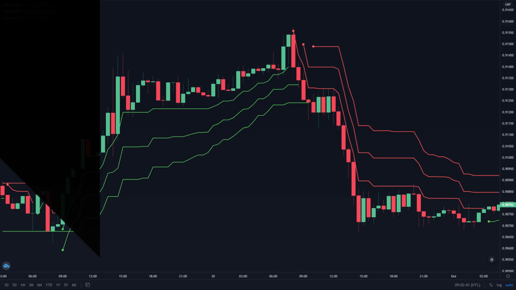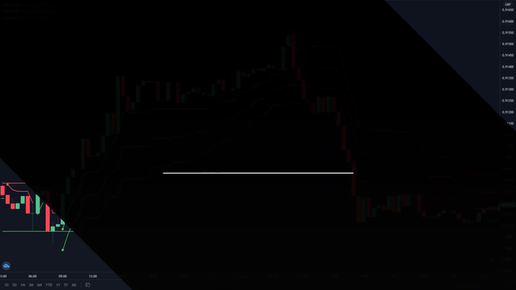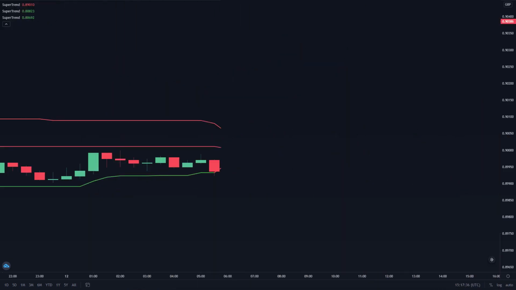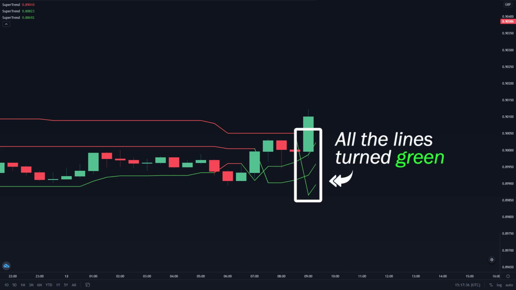The way we use the Supertrend strategy is by only taking positions if all the lines are the same color. For example, in this chart, we can see that the bottom line turned green, but the other 2 lines are still red. So you don't want to take positions yet. Next, you can see at this point, all the lines turned green. And this is where you want to take a buy position.